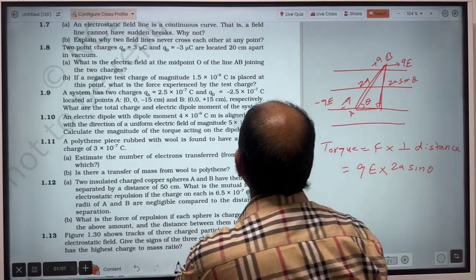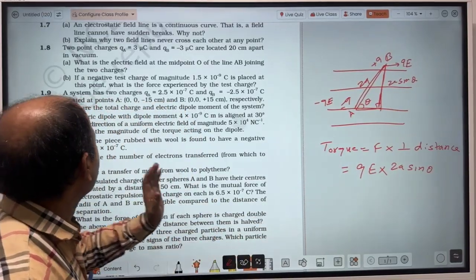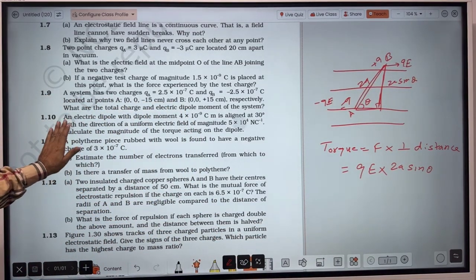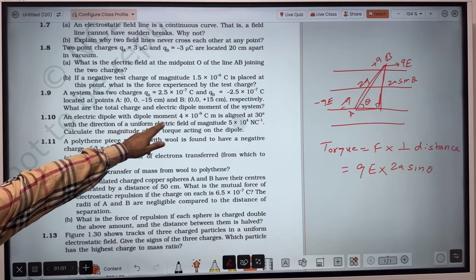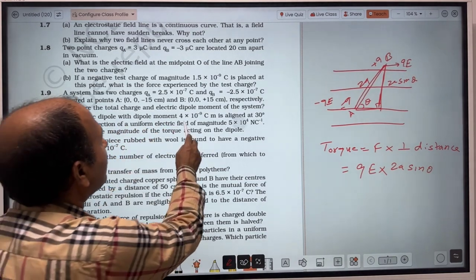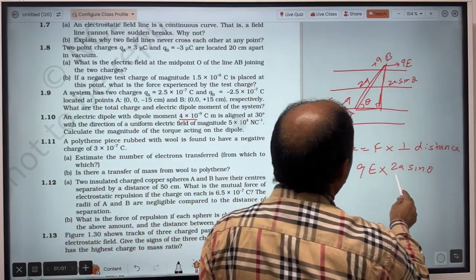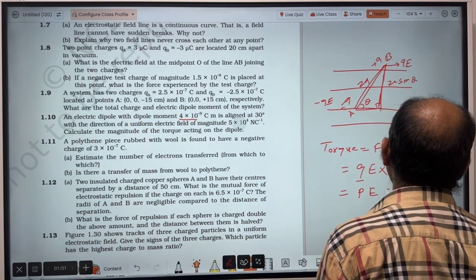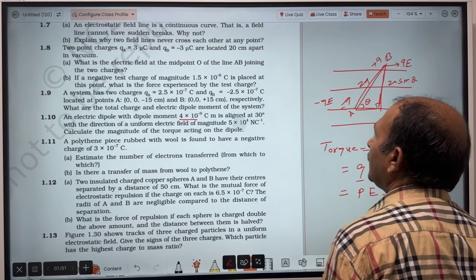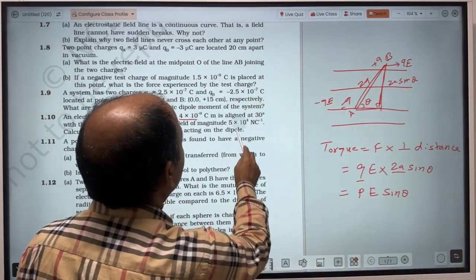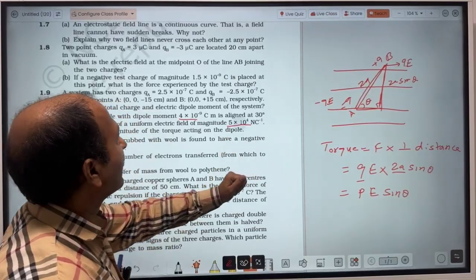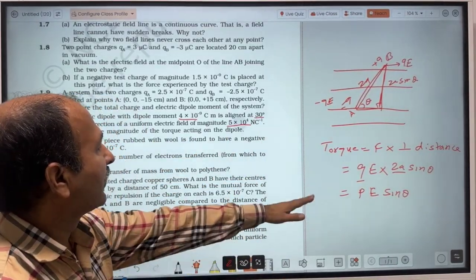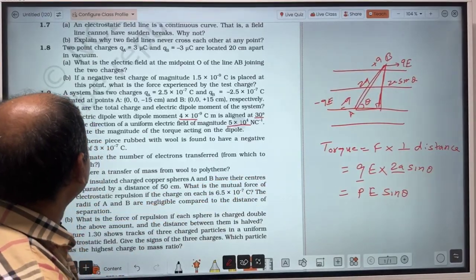Now whether this expression is serving the purpose or we need a simplified version, we can see an electric dipole with a dipole moment. The value of the dipole moment is given, and you know 2aq gives the dipole moment. So here we can write it as PE sine theta. Now P is given, E is given as 5 into 10 power 4 and theta is given as 30 degree. So we can put those values over there to get the value of torque.